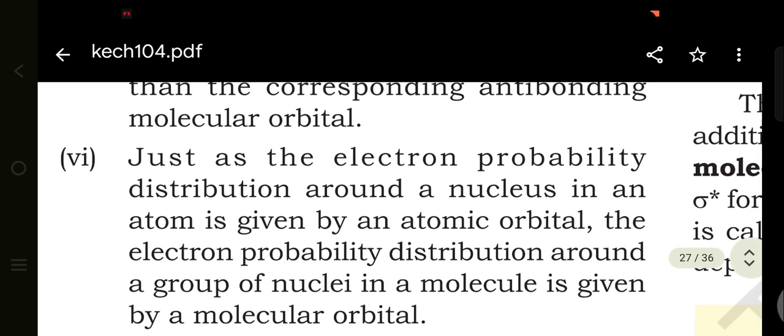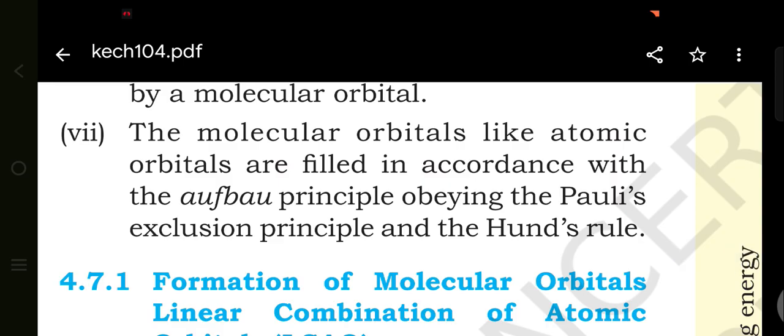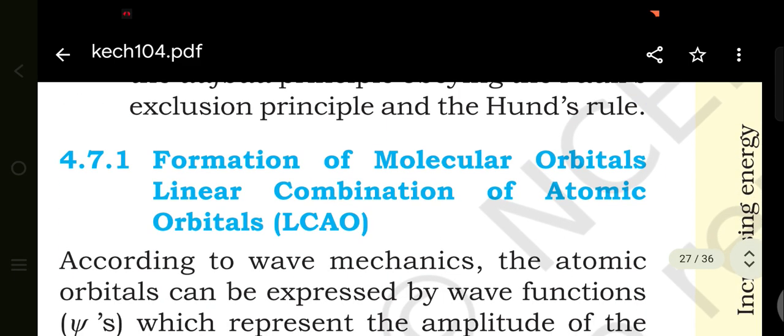Just as the electron probability distribution around a nucleus in an atom is given by an atomic orbital, the electron probability distribution around a group of nuclei in a molecule is given by a molecular orbital. The molecular orbitals, like atomic orbitals, are filled in accordance with the Aufbau principle, obeying Pauli's exclusion principle and Hund's rule. Formation of molecular orbitals: linear combination of atomic orbitals, LCAO.